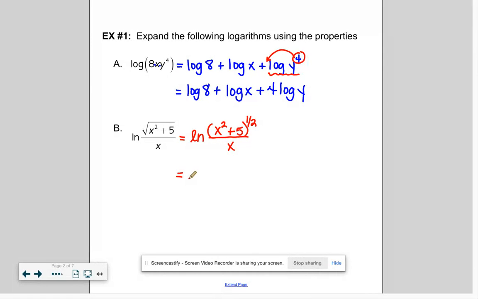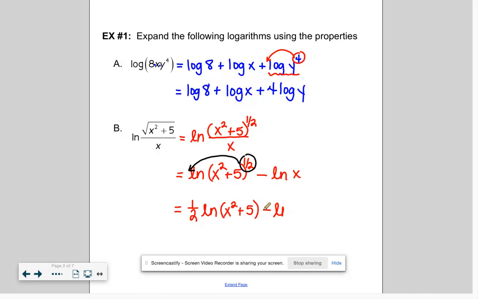So we can do the quotient rule by taking the numerator and putting it in its own little group here, minus the denominator. Then from there, I can take this power, sorry if you hear my kids, I can take the power and put that in the front and make it power rule. So this 1/2 could be multiplying the logarithm, natural logarithm in this case, minus ln x.